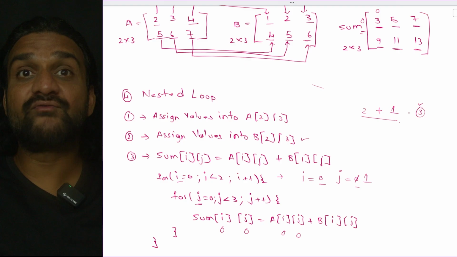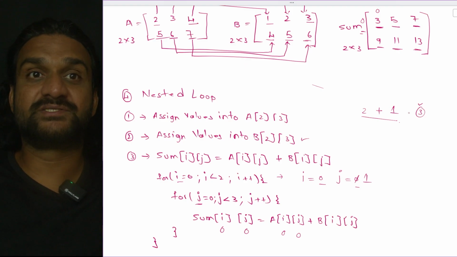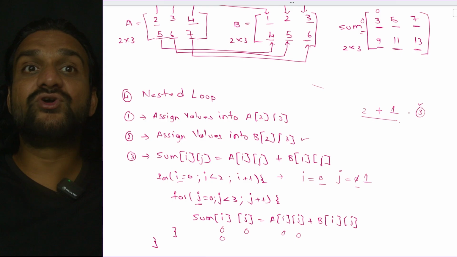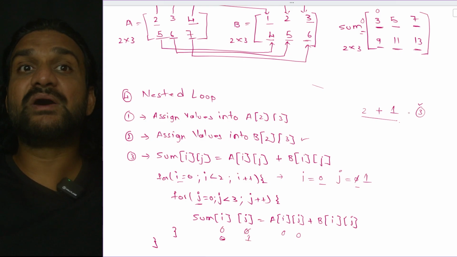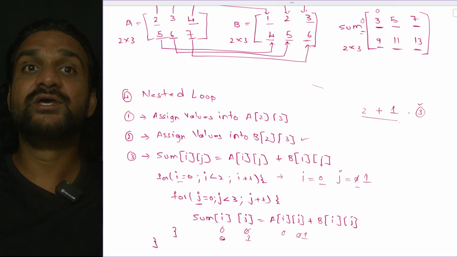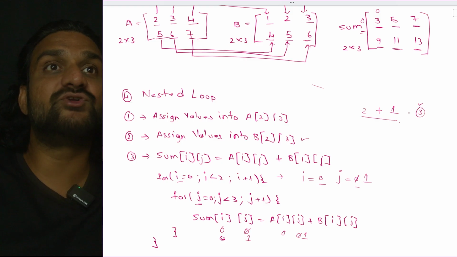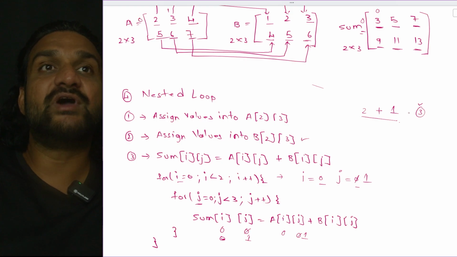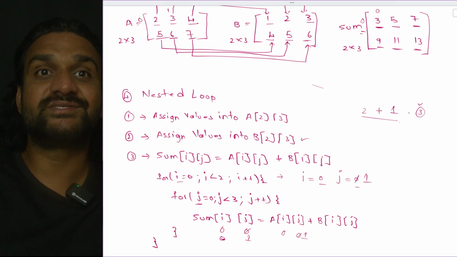Now what is that value of i? It is 0, and the value of j is 1. Now what happens? So here it is 0 comma 1, and the value of j is also 1. So a of 0 comma 1. What is the value in a of 0 comma 1? The value in a of 0 comma 1 is 3.